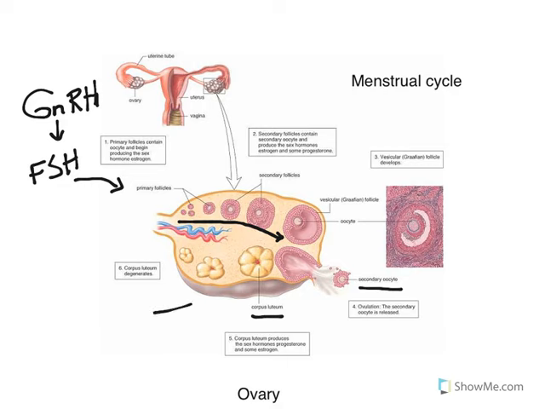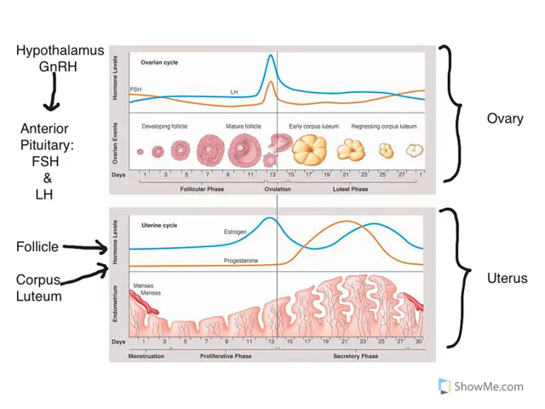And under the influence of LH, another hormone coming from the anterior pituitary, it will continue to grow and produce progesterone in higher quantity. Estrogen will be coming from the follicle in higher quantity in the pre-ovulation phase. Progesterone will be coming from the corpus luteum in higher quantity in the post-ovulation phase. And both those hormones are going to be affecting the development of the endometrium.